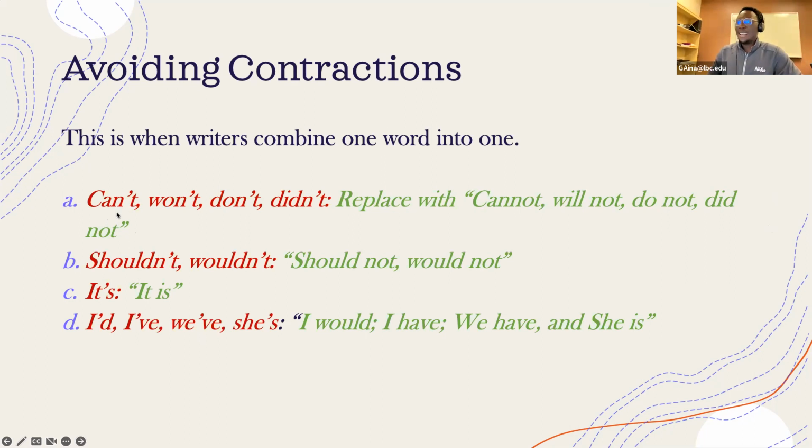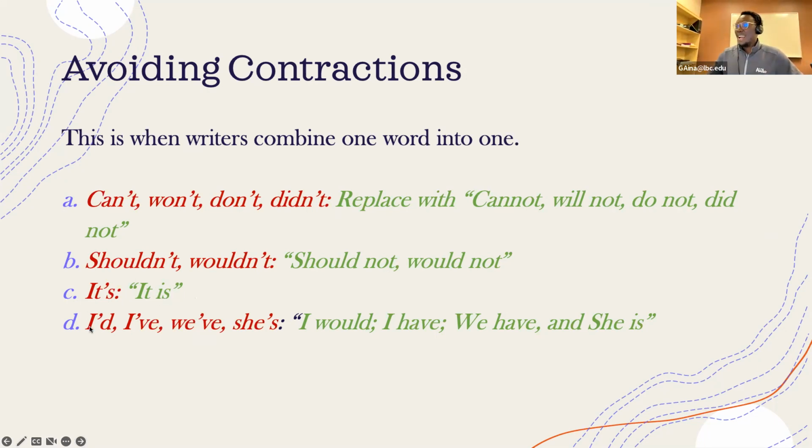Contractions are when writers combine two words into one. For instance, can't, won't, don't, didn't. Just stay away from those and write them in full: cannot, will not, do not, did not, shouldn't, wouldn't, should not, would not. It's, right? It's a boy. Just write it in full: it is a boy, right?